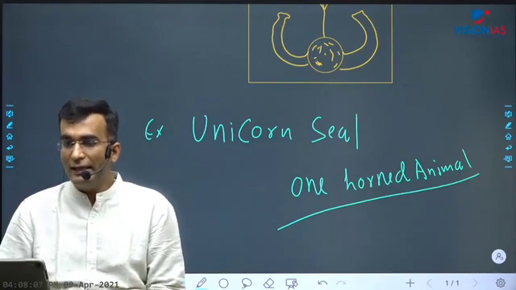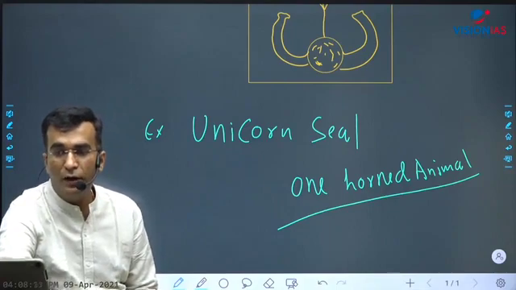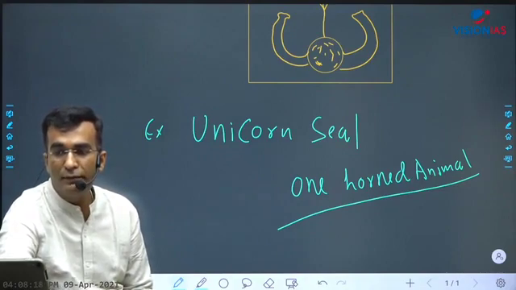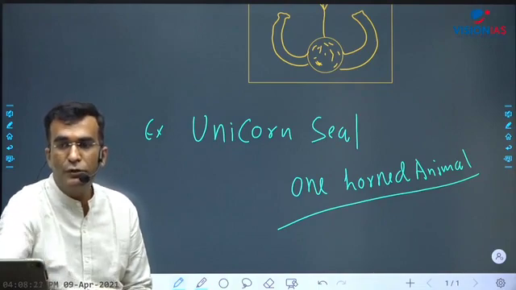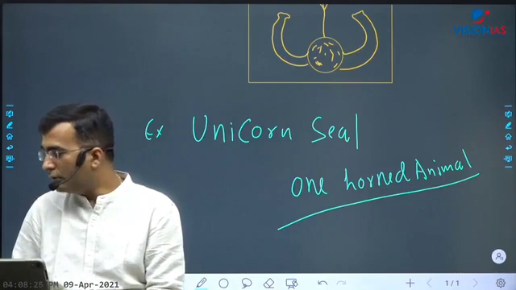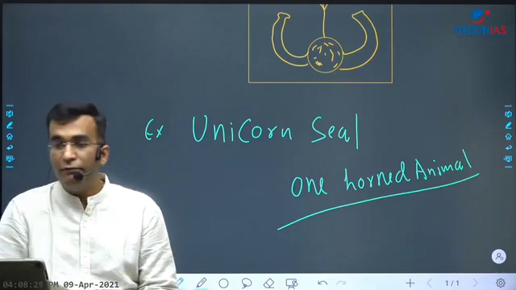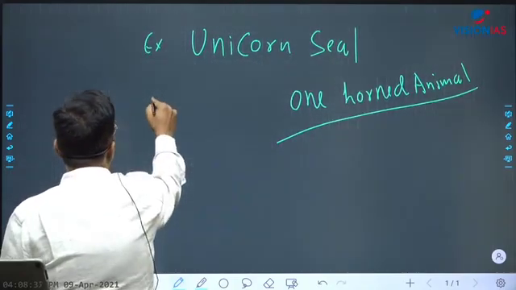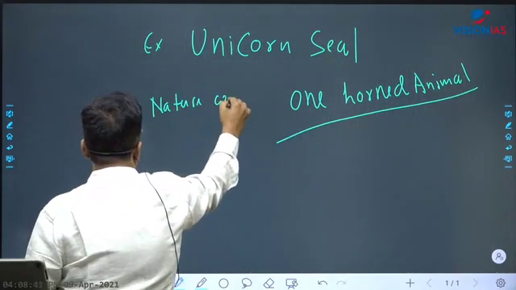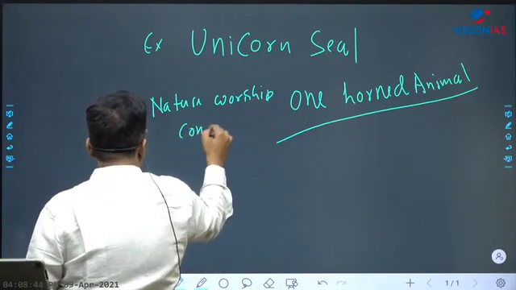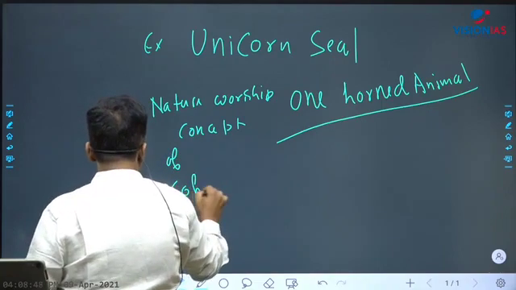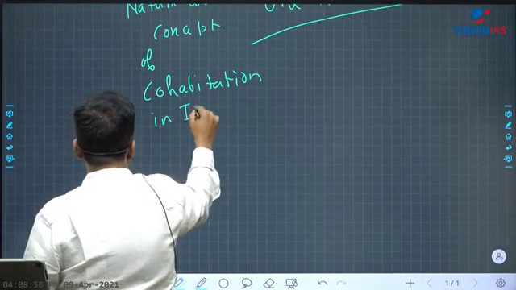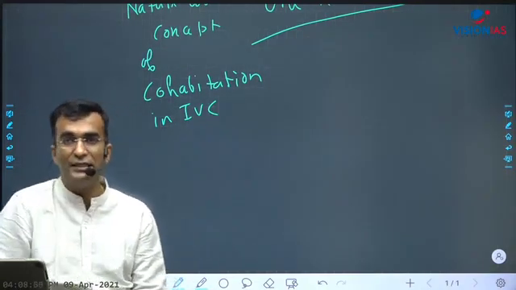So you write that one more example. You write, unicorn seal was one of the most prevalent seals found from IVC, a single-horned unicorn, which also indicates nature worship and the concept of cohabitation. I will explain what this concept of cohabitation is, but first you write: concept of cohabitation in IVC, Indus Valley civilization.